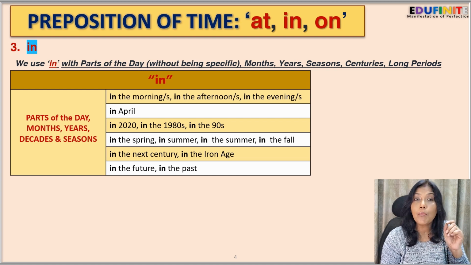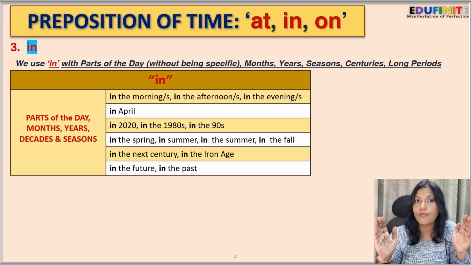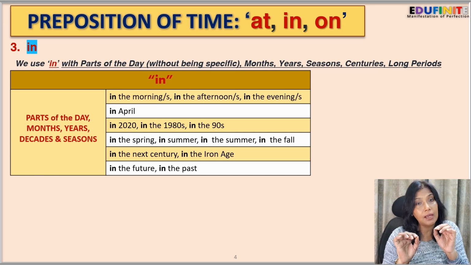So parts of day, months, years, decades, and seasons. Let's see. In the morning or in the mornings. In the afternoon or in the afternoons. In the evenings or in the evening. Next, in April, in any month, April, May, June, any month, you have to write in. In 2020, so when we include a year, we have to use the preposition of time in. So for years, months, decades, seasons, centuries, and long periods, because in is something very general. Anything general, nothing specific, then we use the preposition of time in.